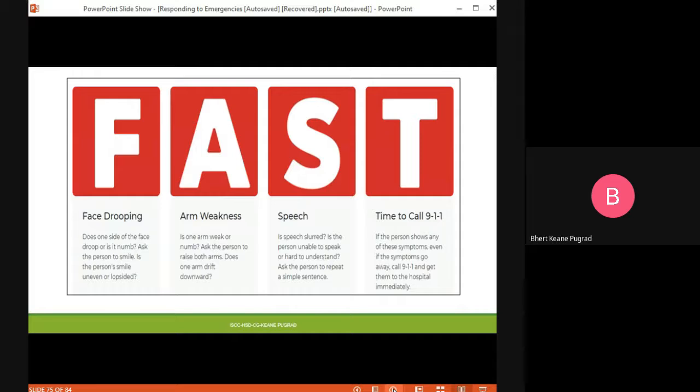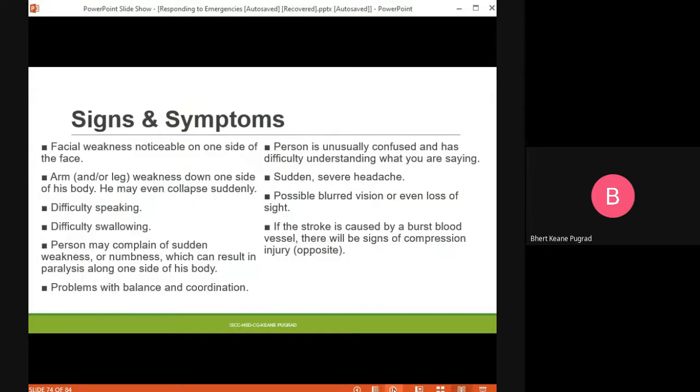Is he unable to speak? Is he coherent? Is he confused? Those are indicative signs of stroke. So what else? We have facial weakness that is very noticeable on one side, weakness of the extremities, difficulty of speaking, difficulty of swallowing, numbness or paralysis, no balance or coordination, the patient is confused, headache, blurring of vision.